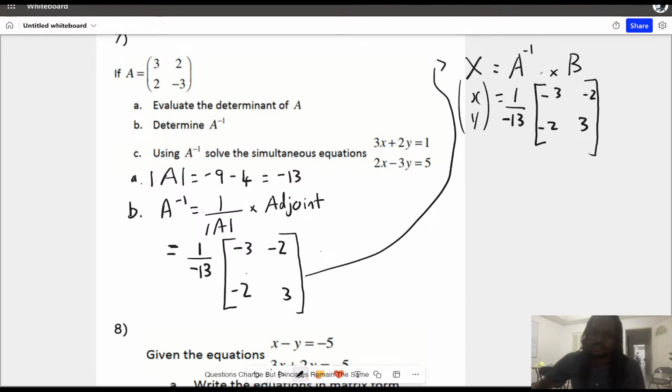I now need to multiply this by B. What is B? B are the answers. What are the answers that we had here? The answers there are 1 and 5. So we put 1 and 5 inside of here. Alright, so XY equals 1 over negative 13 here now.